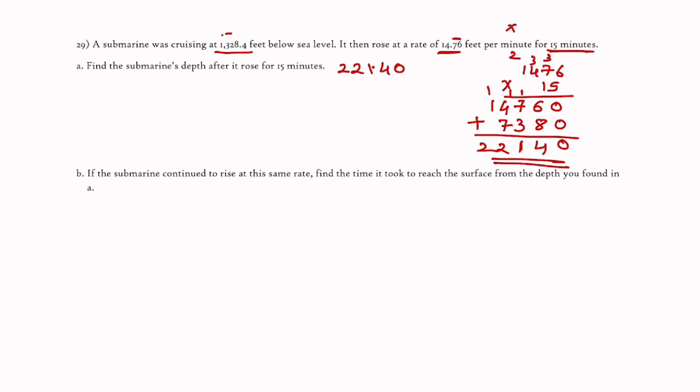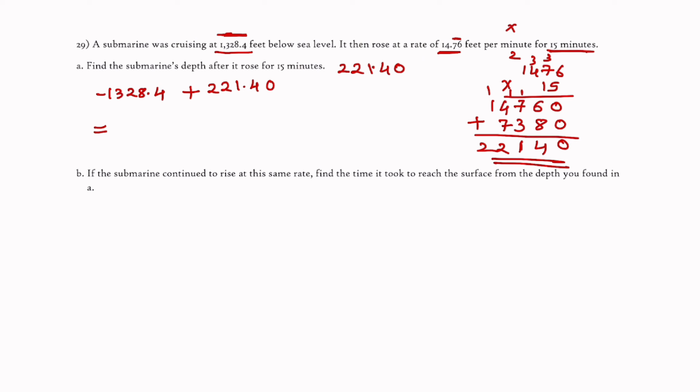But where was our submarine? It is here. So where is it now? What is the position? And how do we do that? It's like minus 1328.4. And we have to add what it has traveled up. So that's 221.40.